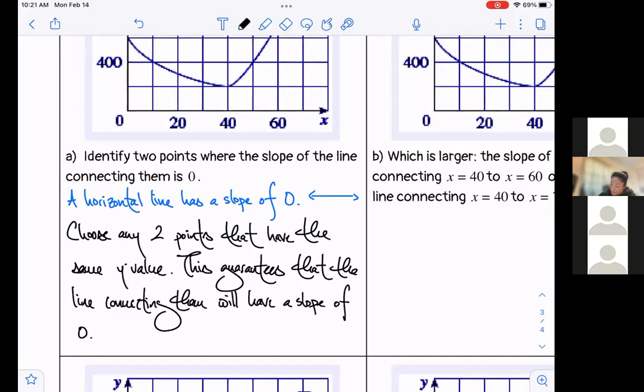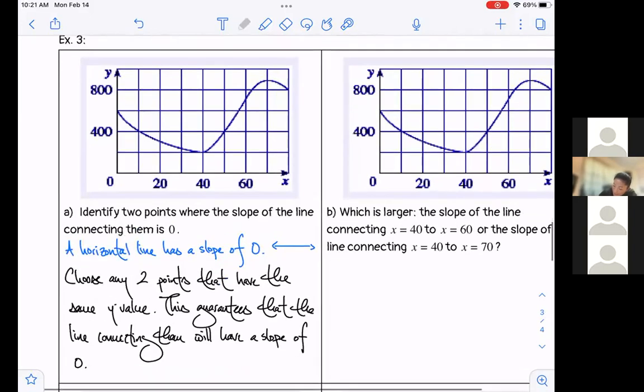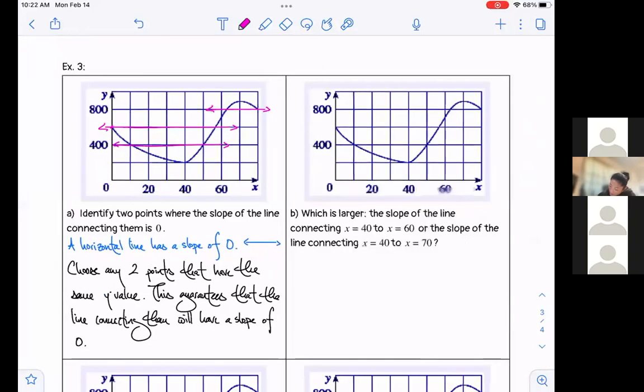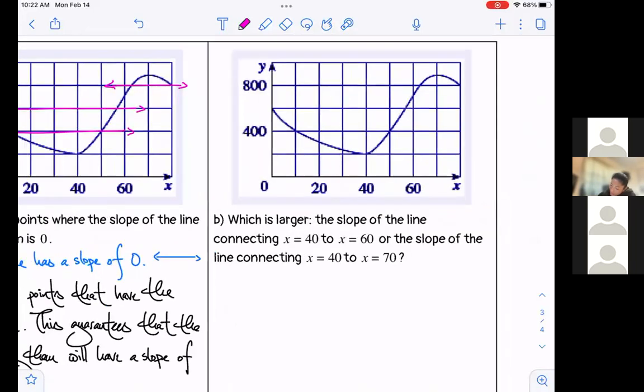Okay, so every single answer that we got here is great. Maybe this was one, like Alex's suggestion of up here. This was also one. Someone had suggested this line, right? So all 3 of those pink lines are examples of 2 points where the slope of the line connecting them is 0. Great. Let's take a look at part B.